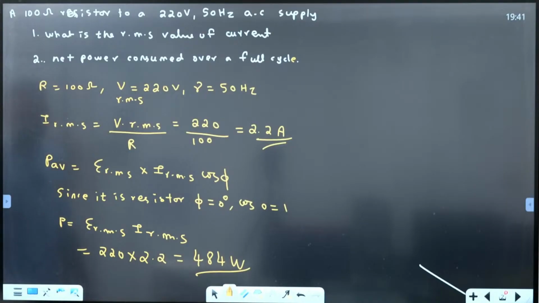484 watt. Any doubts? These are NCERT textbook problems.